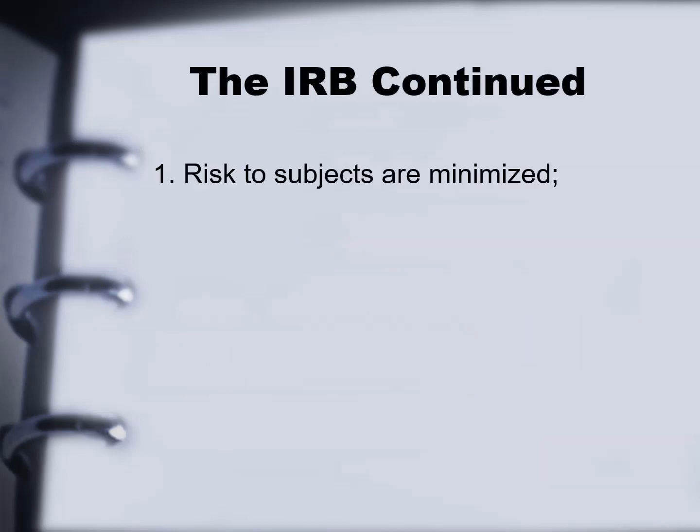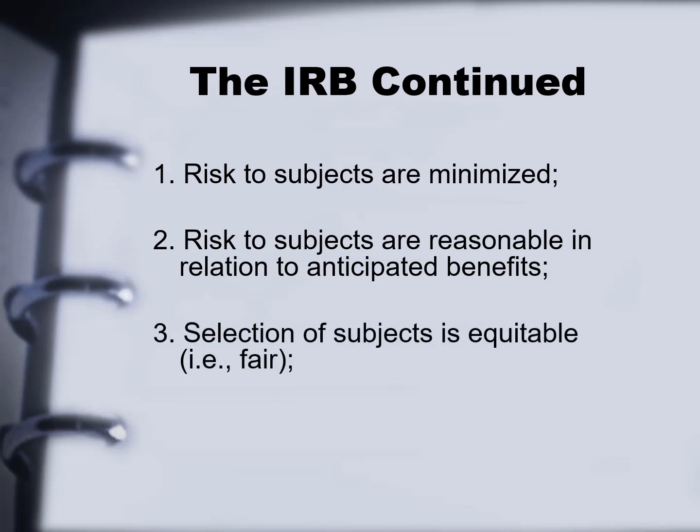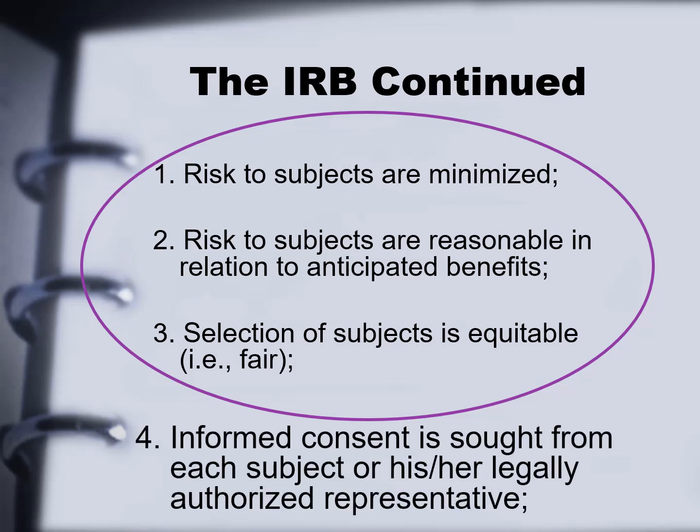1. Risks to subjects are minimized. 2. Risks to subjects are reasonable in relation to anticipated benefits. And 3. Selection of subjects is equitable or fair. So these 3 here, the top 3, we've already gone over in terms of, for example, the harm-benefit ratio, justice, those 3 principles that we talked about. What I'd like to do is focus a little bit on the informed consent requirement. So informed consent is sought from each subject or his or her legally authorized representative.